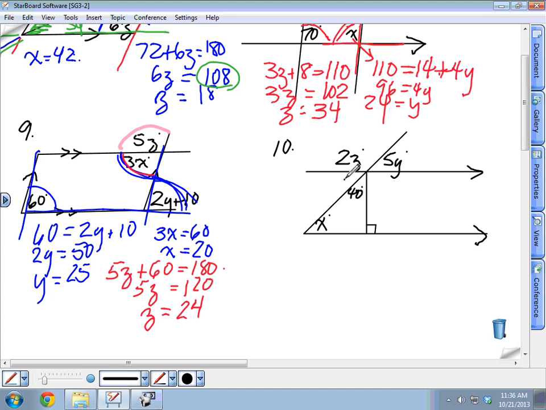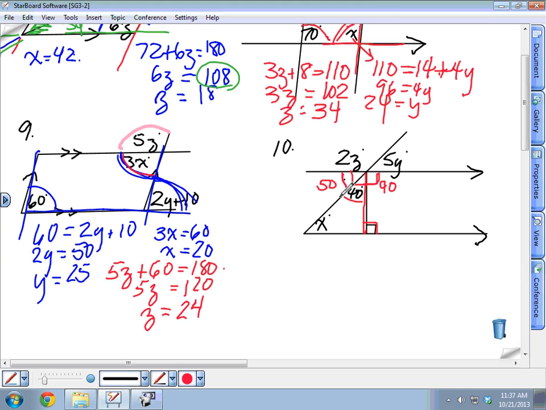We also know that this one right here, if a line is perpendicular to one of two parallel lines, it is perpendicular to the other one. So I know that this is 90. Also here. 5y is a vertical angle to this angle. Okay? So that means that that's 90. So really what happens is if this is 90 here, this is 90. Which means that this is 50, right? Because we have the 40 here.